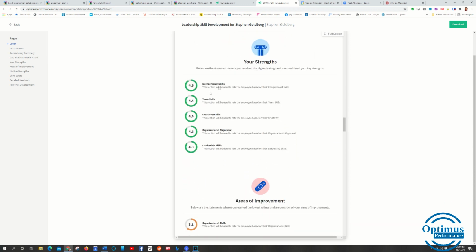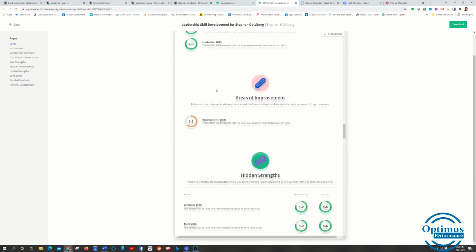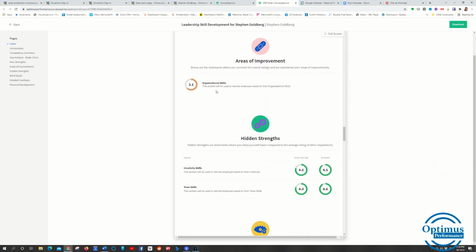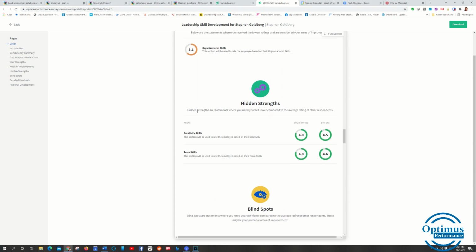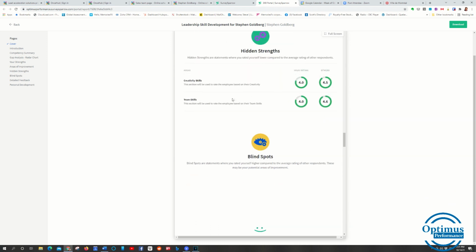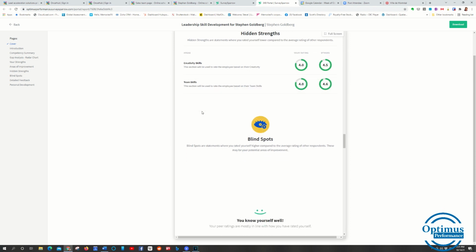The next section gives you your strengths. I had 5 sections that were strengths, and the area of improvement is the organizational skills, which is where I also scored myself the lowest. Hidden strengths are areas where others scored you higher than you scored yourself, which means this is like giving you positive feedback as to what you're good at and may not realize enough. So you want to keep working on that, keep developing that.